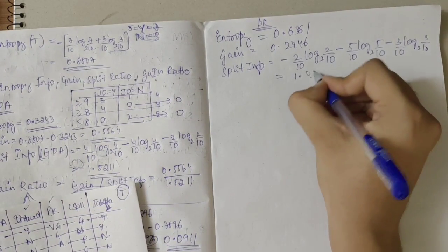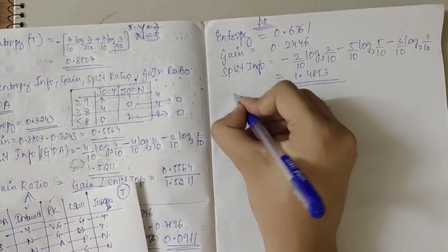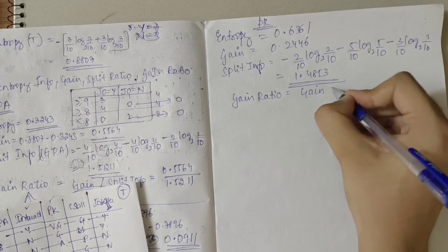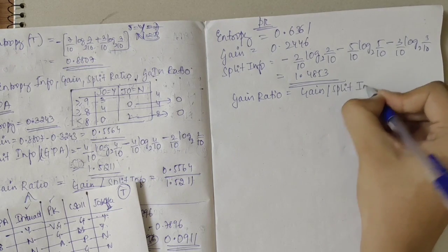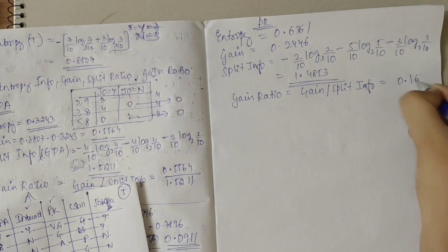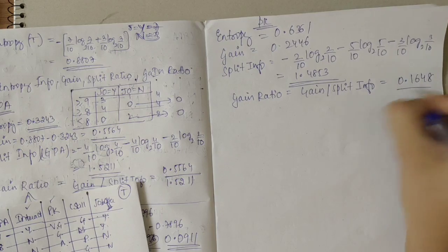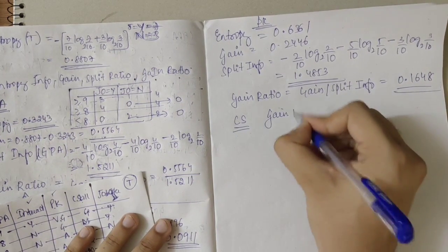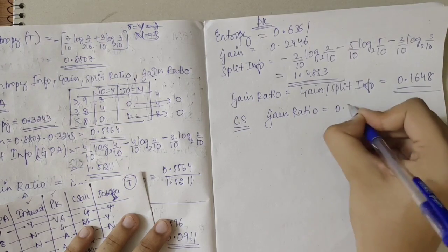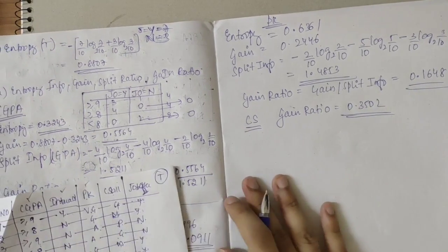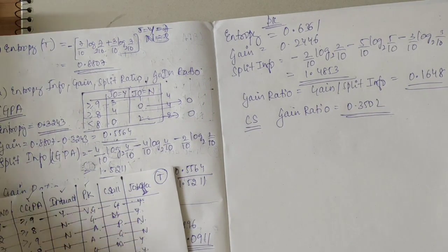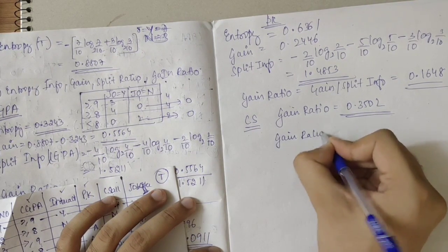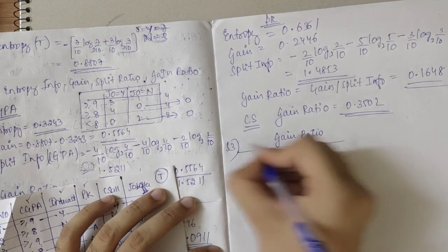Next I'll solve this. I would get 1.4853, and again the gain ratio, which would be gain by split info, comes to 0.1648. Similarly, when I solve for communication skills, I would get the gain ratio as 0.3502. Now that I've calculated the gain ratio for all the attributes, step 3 is computing a table of gain ratio and attribute.